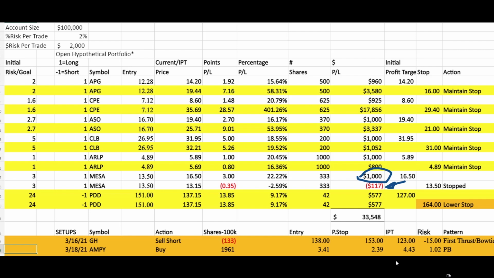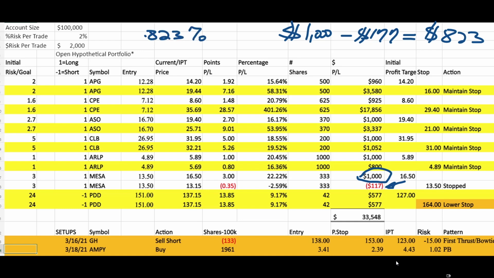If you make 0.8% on every trade, you're doing pretty good. And let me show you the math on that. $1,000 first loaf minus, should be 117 on the second, equals 823. So it's 0.823% on a 100,000 account. So that's not bad. Better than the poke in the eye.